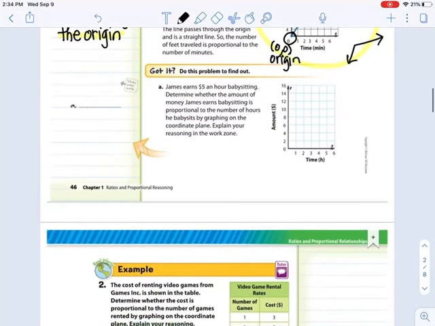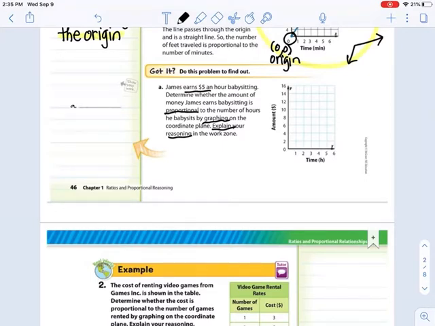So I want you to go down to A, and we will work through A together. Now in A, there is no graph. So we are going to sometimes have to create our graph. So this says that James earns $5 an hour babysitting. And we need to determine if it's proportional, and we need to graph it, and we need to explain our reasoning. Okay, so we're going to go ahead and graph it.